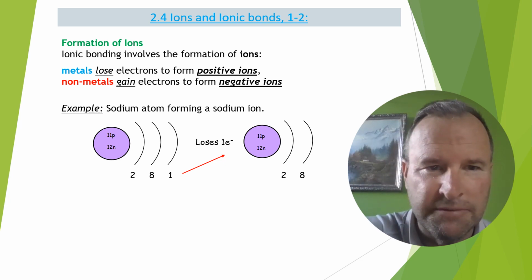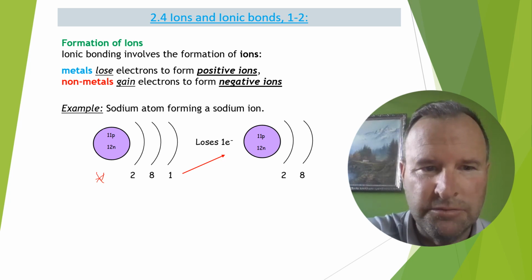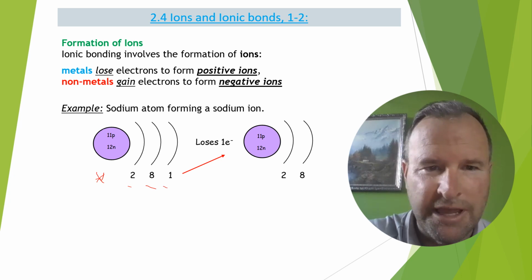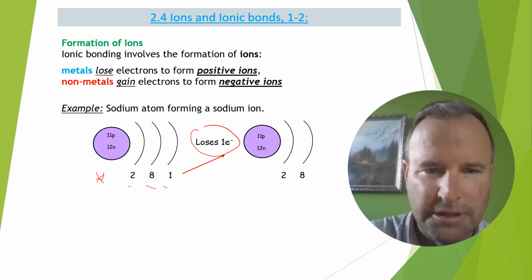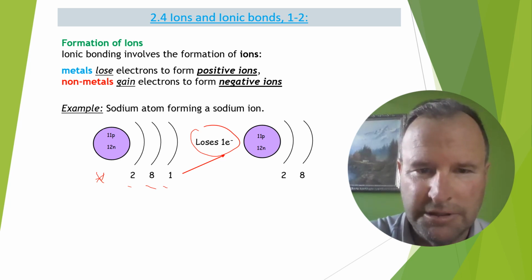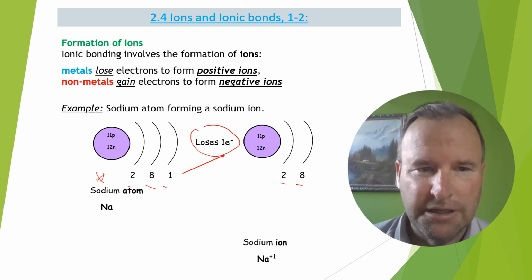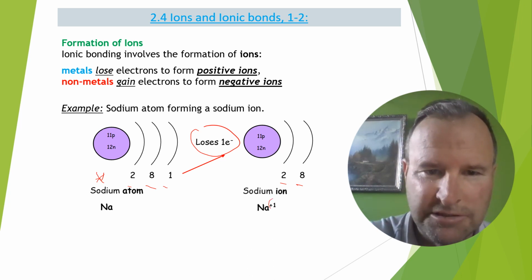So we've shown you the full electronic configuration in terms of shells. So we have a sodium ion here. 2,8,1 as an atom. To form an ion, it loses 1 electron from the outer shell here. So you can see it's only got the 2 and the 8. So that's a sodium atom forming a sodium ion. You can see the charge of +1.